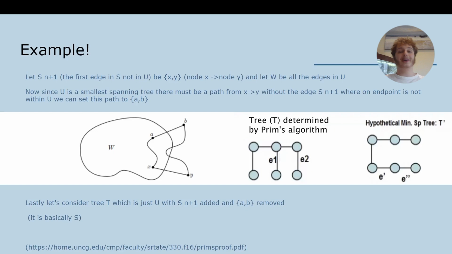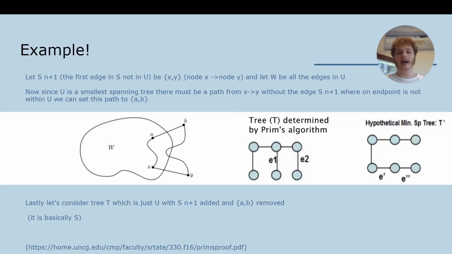This again can be quite complicated, so I'll run through things a little bit slower here. So we're going to let S, n+1, the first edge that is in S but is not in U, be node X to Y. And we're also going to have a subset of W, that's all the edges in U. Now, since U is the smallest spanning tree, we're saying that as a factual statement, but it's going to be the source of our contradiction.